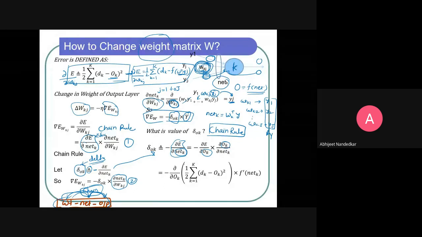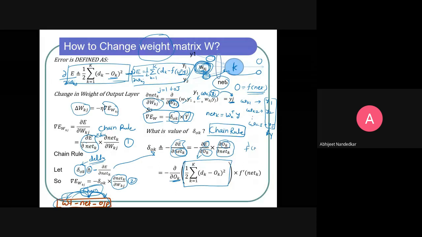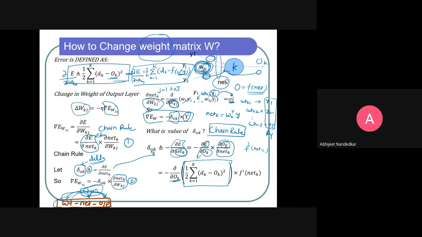Here I am just writing the definition of error for our multi-layer network that we defined at the beginning. So this capital E is now replaced here, and differentiation is with respect to o_k. So this is nothing but f dash of net_k. What is o_k? o_k is the output of the kth neuron. So when you differentiate, suppose I clean this.